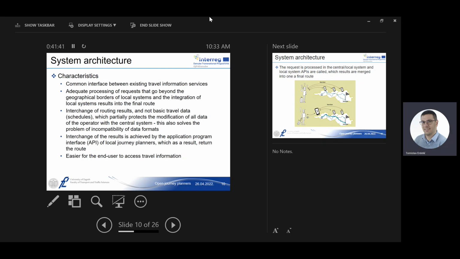This also solves the problem of compatibility of data formats. And the last part is important. Interchange of the results is achieved through the application programming interface, which we already talked about. Here is how it looks.